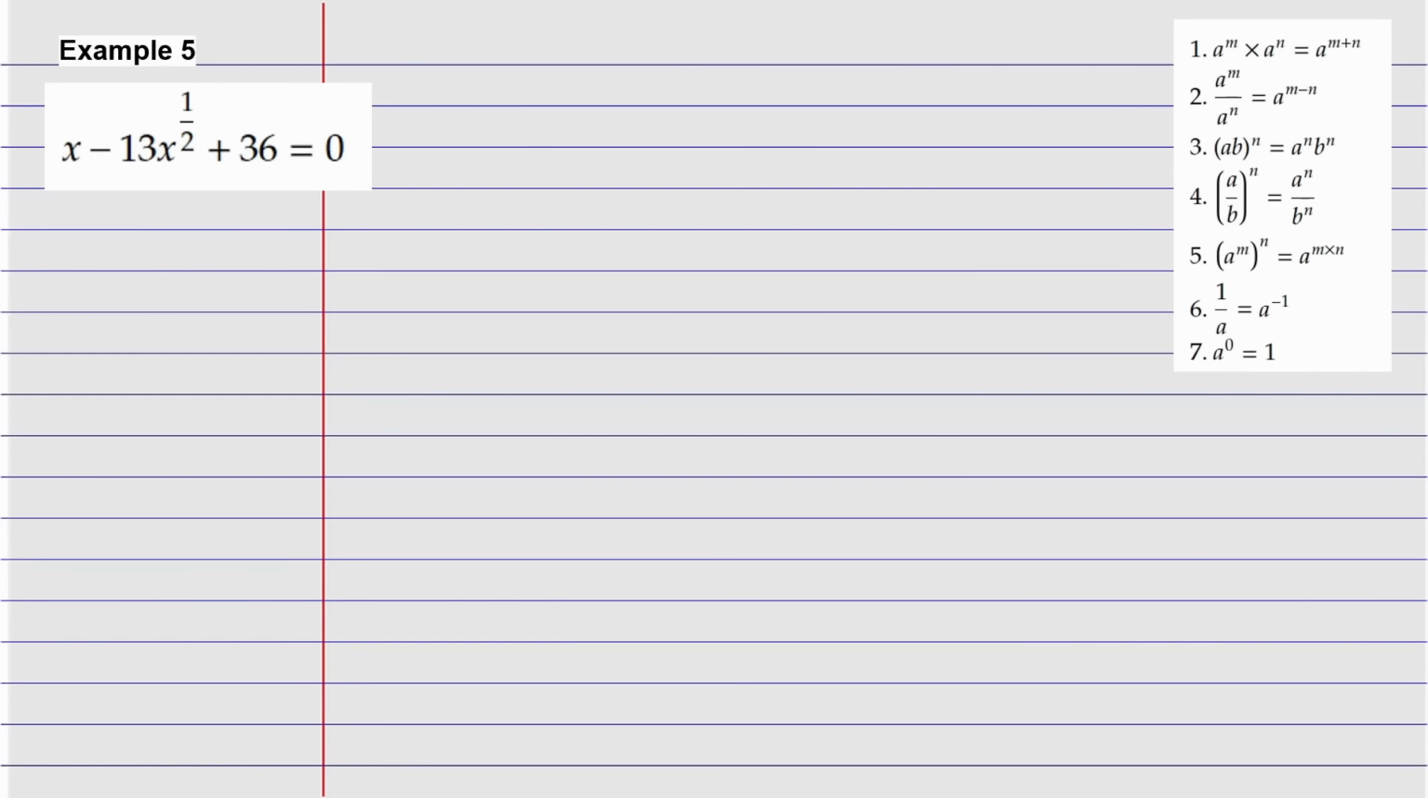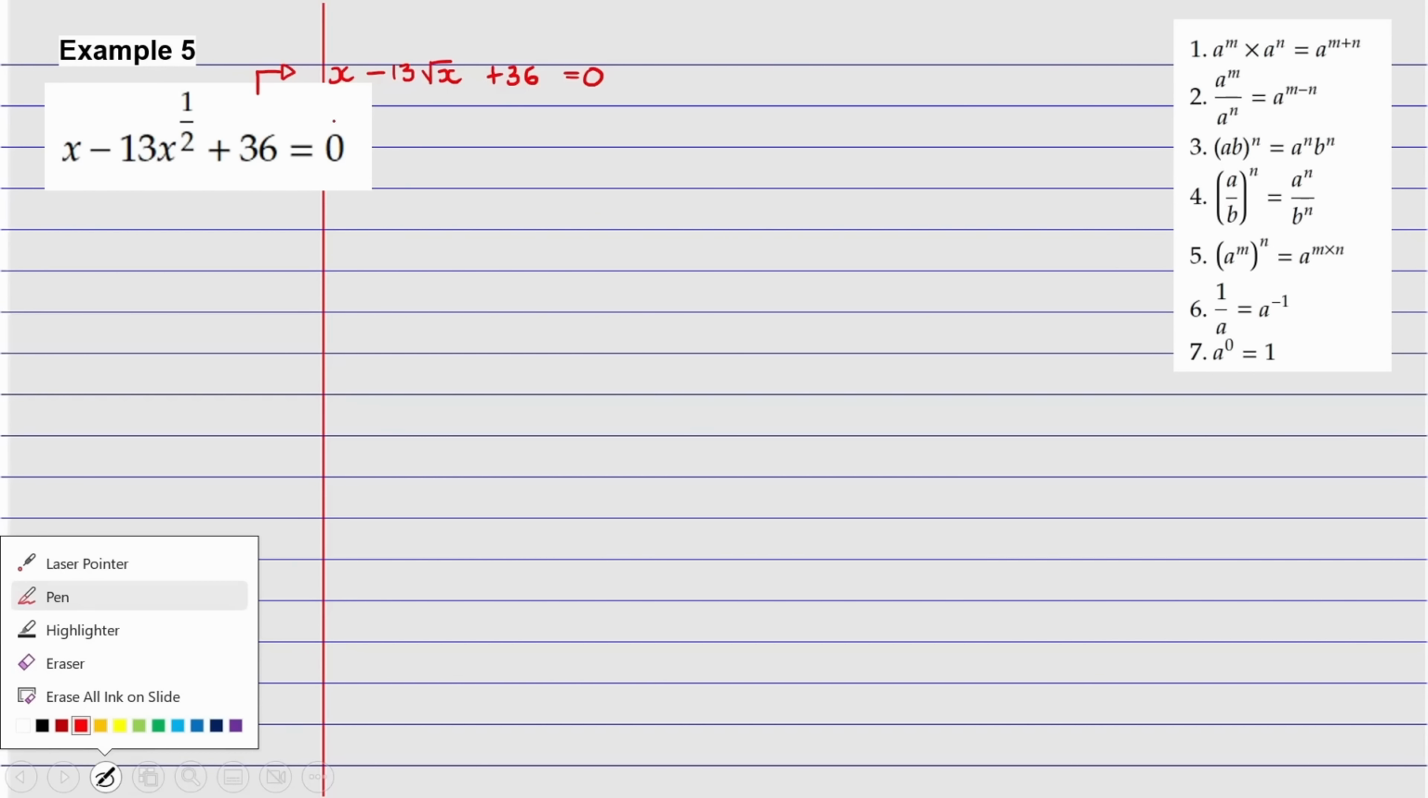It says x minus 13x to the power 1 over 2 plus 36 is equal to 0. So if you see a question like this, or it can also be written in this form, right? If you see this type of question, you approach it the same way. If you have x minus 13 root x plus 36, this is the same thing, because 1 over 2 is actually root x, right? And this is equal to 0.